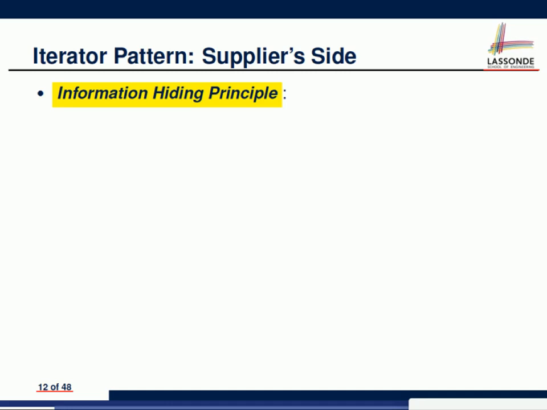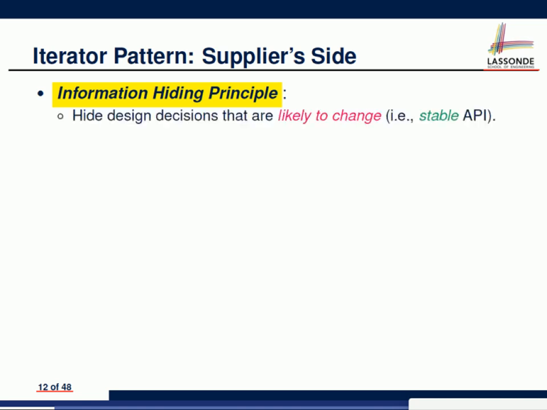Information hiding principle. Let's go over that quickly. What's information hiding? Okay. Just to interpret that literally, you're trying to hide something from the clients, basically. So what do you want to hide? Basically, anything in the supplier that might be changed constantly should be hidden. For example, implementation should be hidden. So now we say hide design decisions that are likely to change. And the consequence of that is a stable API.